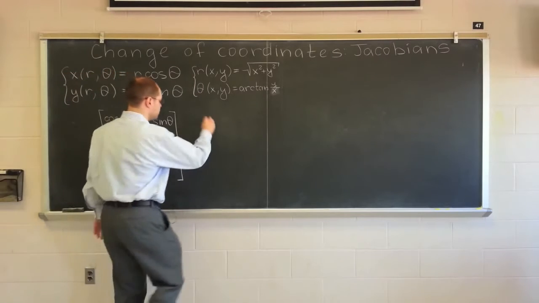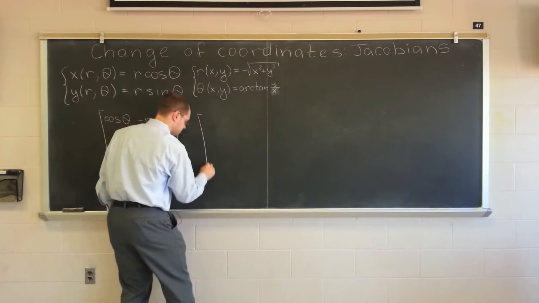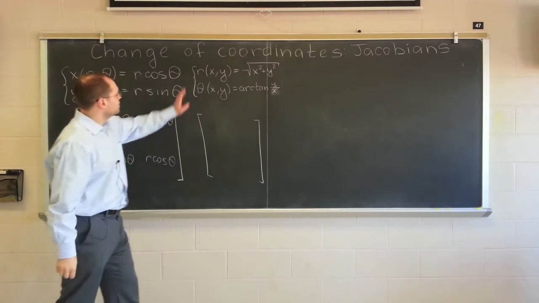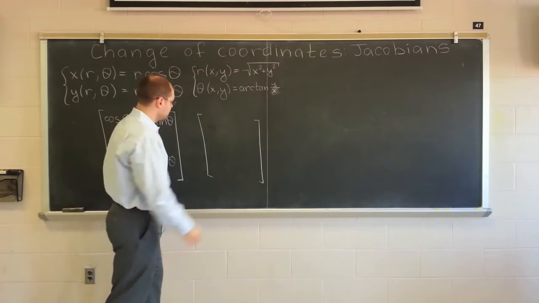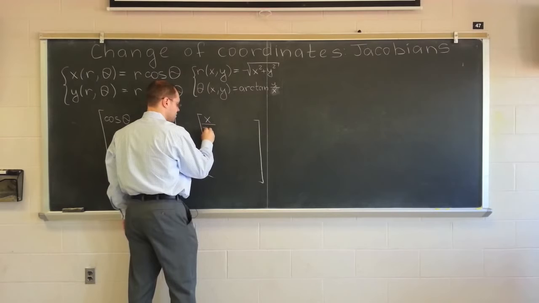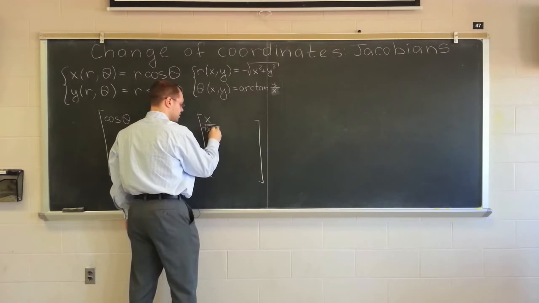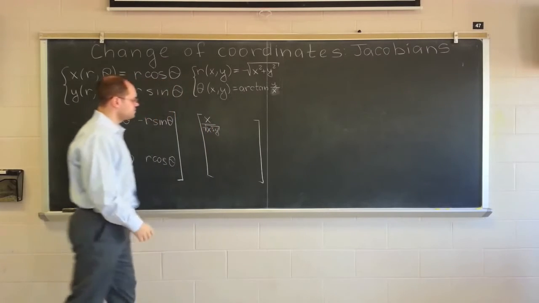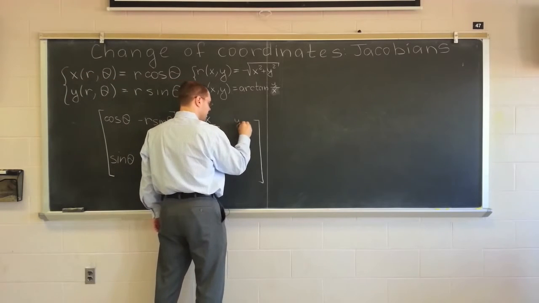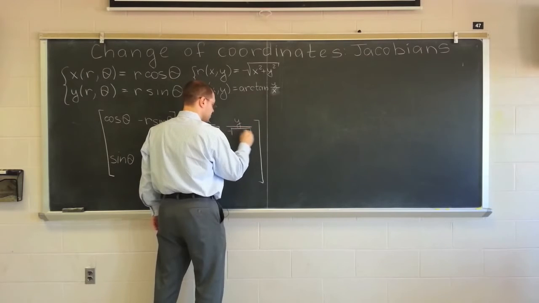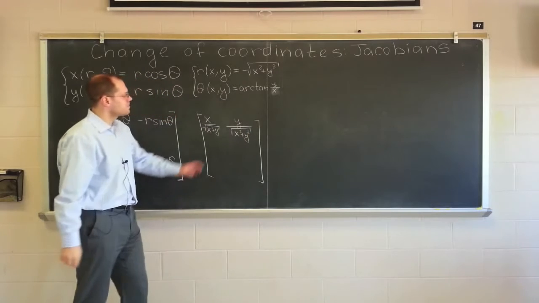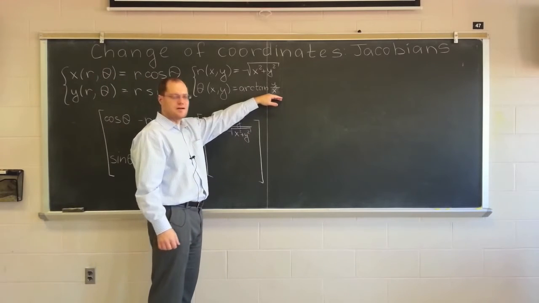All right, let's consider the Jacobian here. dr/dx is a pretty good exercise in partial differentiation, but it ends up being x over the square root of x squared plus y squared. Similarly, dr/dy is y over the square root of x squared plus y squared. Now, arctan of y over x.